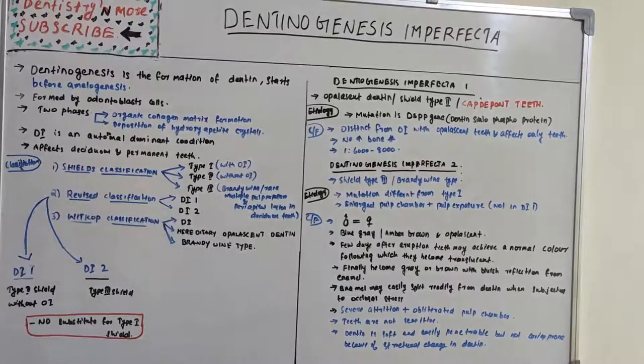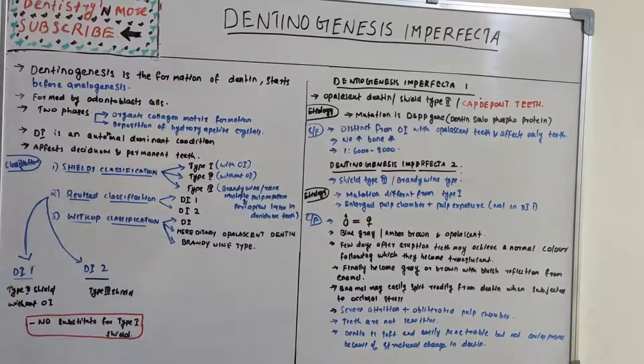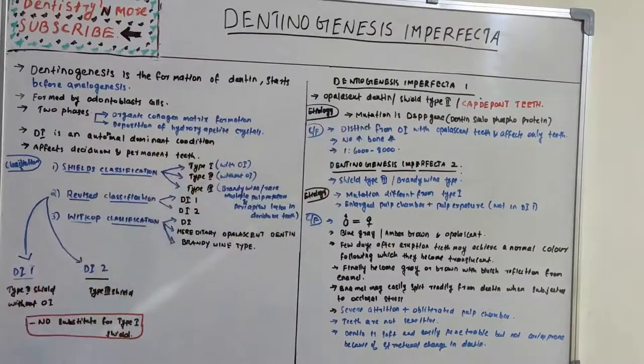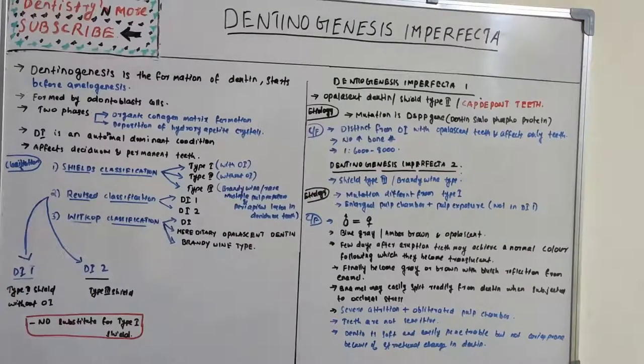In etiology, it is a mutation causing dentinogenesis imperfecta 1, that is the DSPP gene, the gene for dentine sialophosphoprotein. So the mutation in that gene causes dentinogenesis imperfecta 1. Dentinogenesis imperfecta 1 is Shield type 2 classification. It is without osteogenesis imperfecta. So it can be distinct from osteogenesis imperfecta with opalescent teeth and affects only the teeth, not bones. So there will be no increased bone fracture.